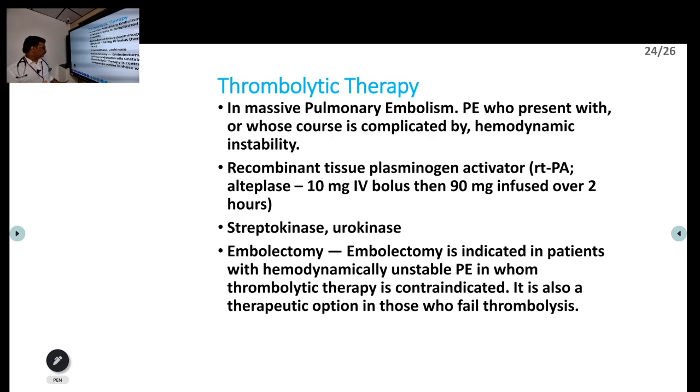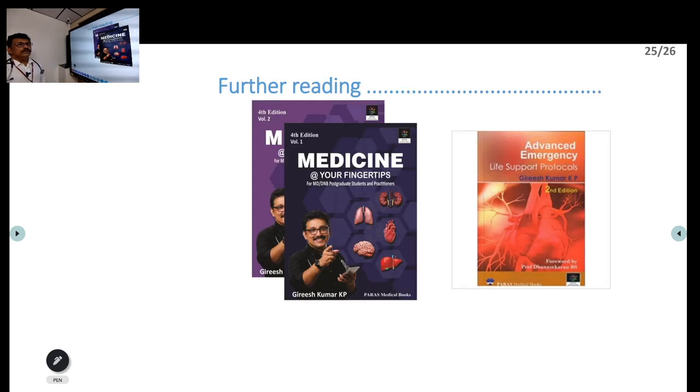Those who fail thrombolysis. So we have discussed one of the important conditions, that is pulmonary embolism. Not all pulmonary embolism is an emergency. Many pulmonary embolisms are chronic. They present as chronic cor pulmonale, like COPD or ILD. You may miss the diagnosis. But acute pulmonary embolism is always evident.